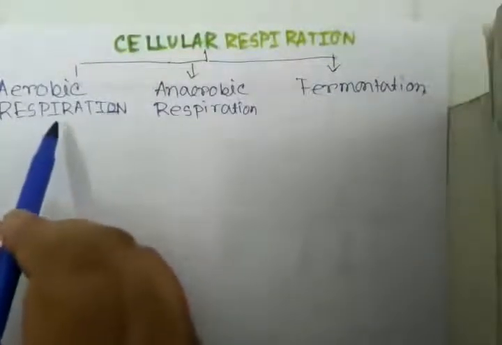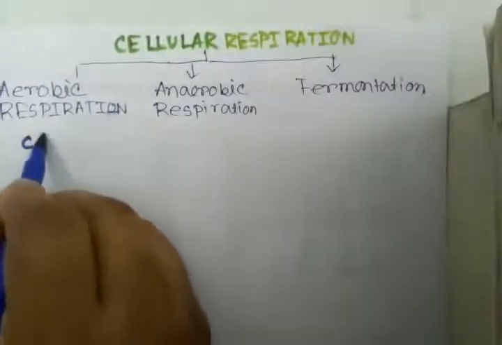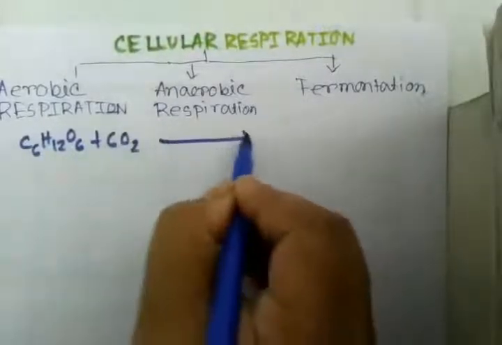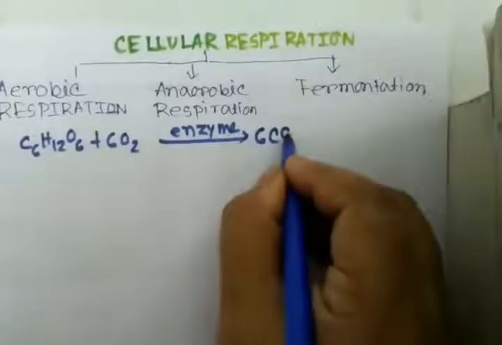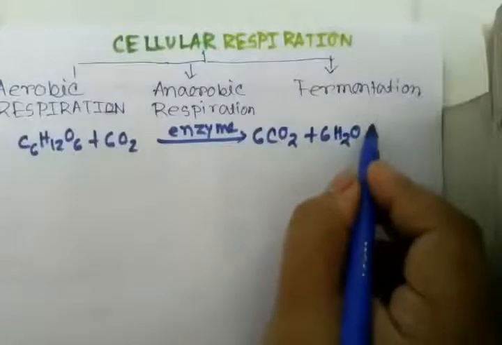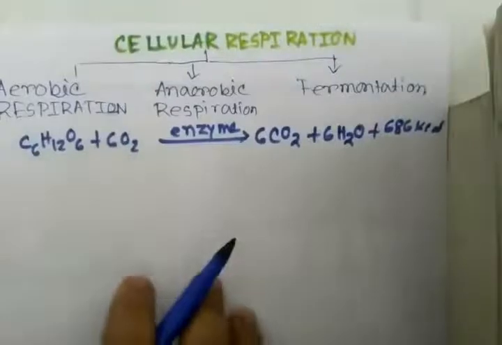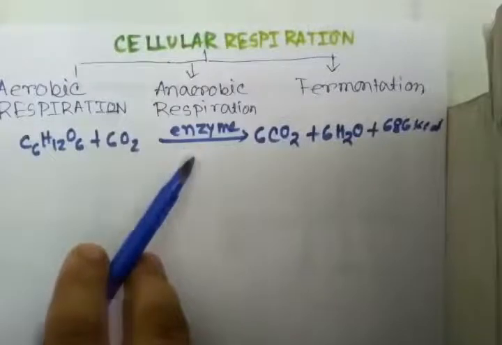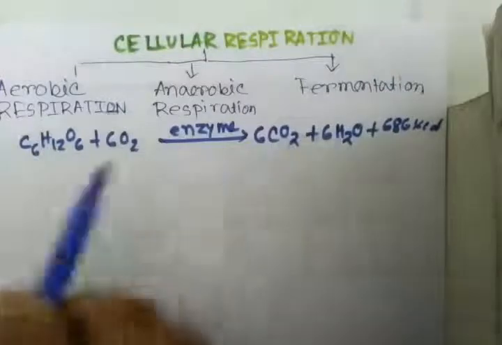In this process, oxygen is required. So the glucose molecule, with the help of oxygen and also the enzyme, will form carbon dioxide and a few molecules of water and also energy. So aerobic respiration takes place with the help of oxygen and the enzyme, and after that the carbon dioxide and also the energy are formed.